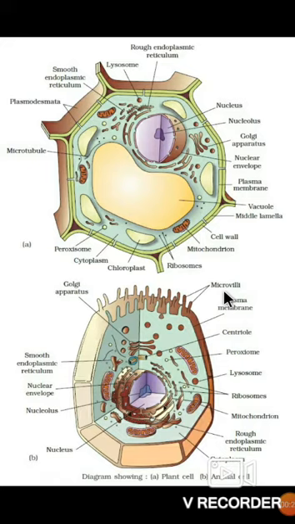Before going to the differences, we have to learn what a cell is. A cell is the structural and functional unit of living things. Both animals and plants are made up of cells. Each and every organism surrounding us is made up of cells.